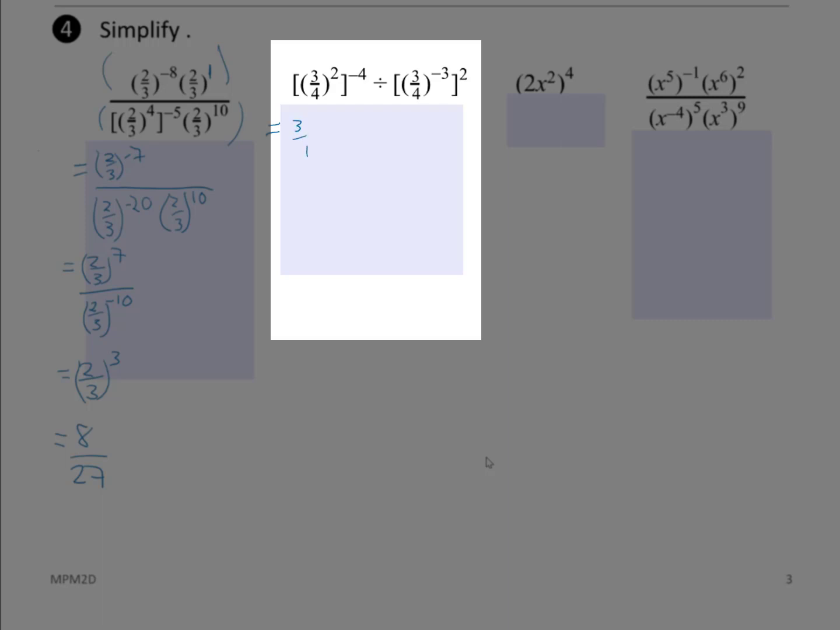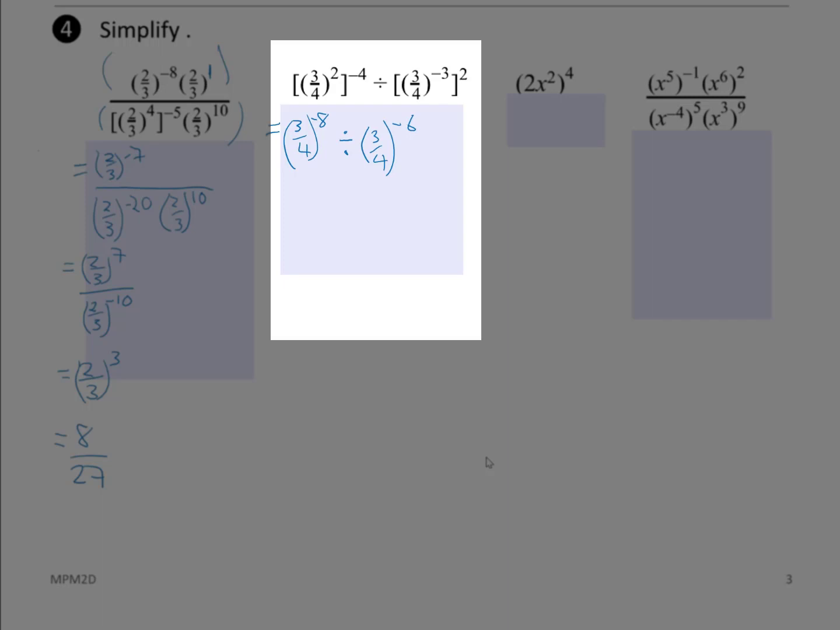So you have 3 over 4. Well, 2 times negative 4 gives us negative 8. And then that's going to be divided by whatever this is. It's still going to be 3 over 4. The base isn't going to change yet. We're not going to do that until the very end. We have 3 over 4 to the power of negative 3 to the power of 2. So that's negative 3 times 2. That's going to give us negative 6.